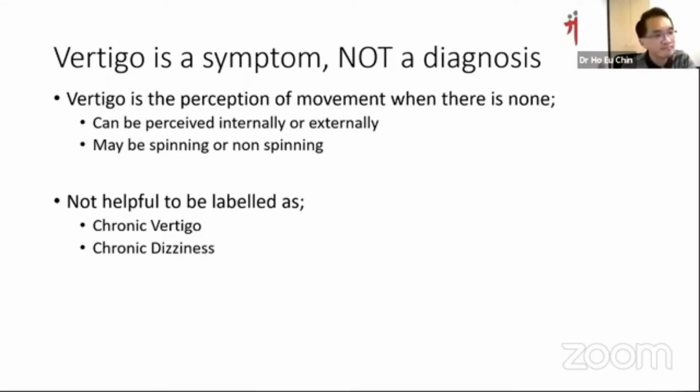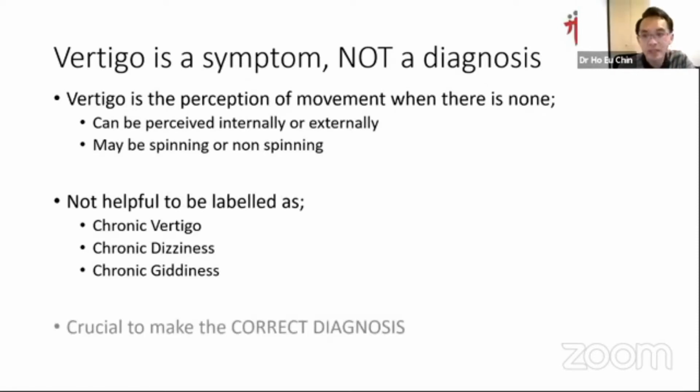This is when perhaps there's uncertainty whether the dizziness is vertigo or not, right? Because there can be other symptoms of dizziness that are non-vertigo. For example, feeling lightheaded, feeling that you're going to pass out. Often that is described as dizziness as well, but it's a lightheaded sort of feeling rather than a perception of the room spinning. Or chronic giddiness, again, that is not a helpful label.